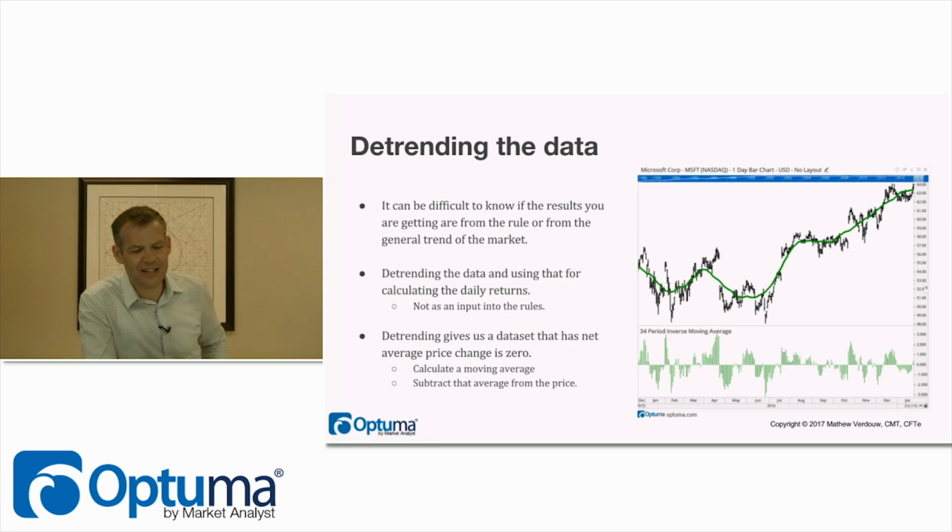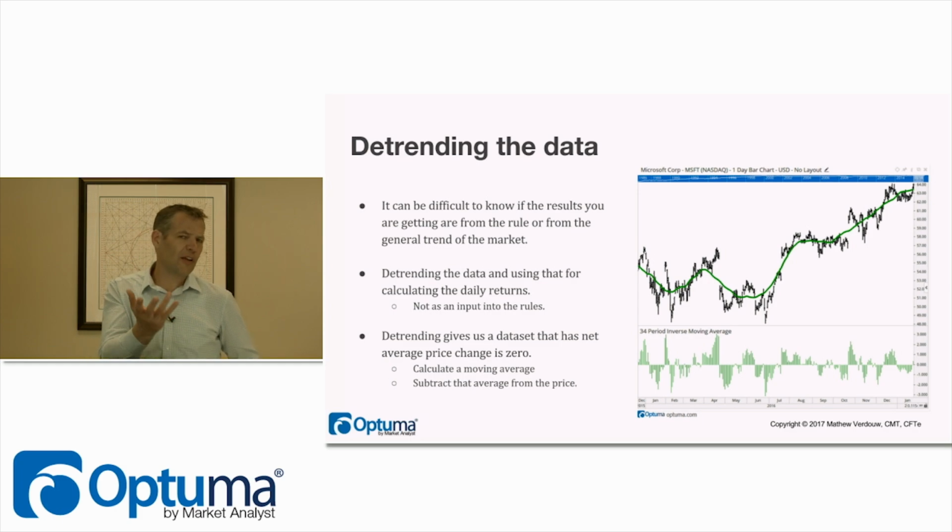All right, detrending the data. The last slide here. Sometimes when you're dealing with signals like this, it's actually the trend of the market that has been driving the prices higher. Again, this is why we sometimes want to detrend the data to calculate the returns. Now, you would never use detrended data as part of the signal. We want our signals to be on the raw data, but when we're looking at the returns, having detrended data can help a lot.